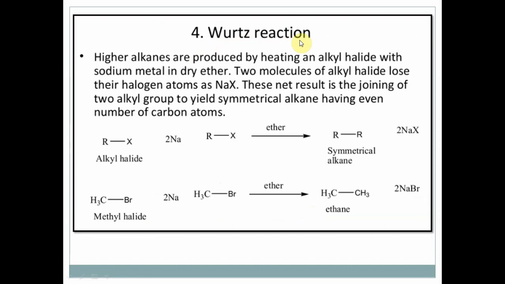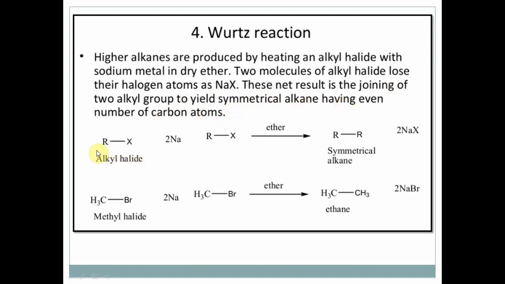Another important reaction is Wurtz reaction. Higher alkanes are produced by heating alkyl halide with sodium metal in dry ether. Two molecules of alkyl halide lose their halogen atoms, add NaX, and that results in the joining of two alkyl groups to yield a symmetrical alkane having an even number of carbon atoms.